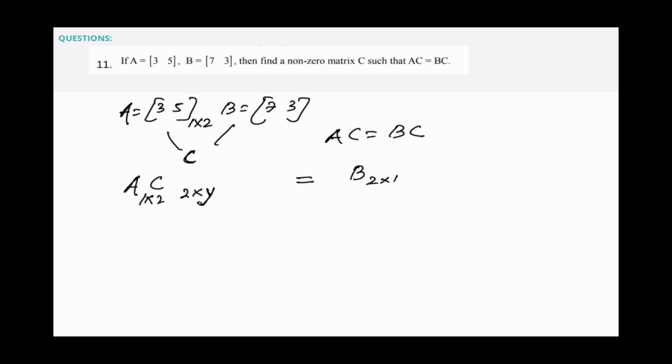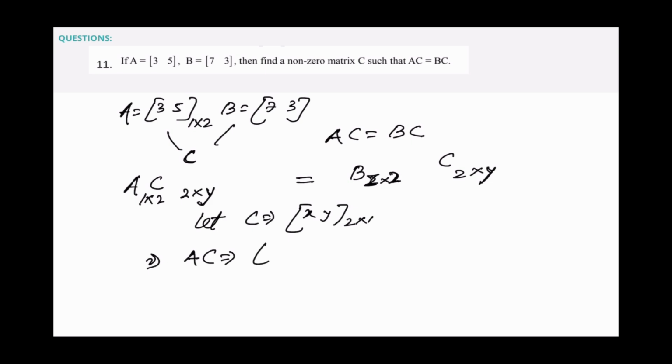So B is also 1 cross 2, 1 row, 2 columns. And C also has to be 2 cross something. So let's say for the first case, we take C to be 2 cross 1. So we can take X and Y as elements. And we can solve AC. So A into C will be nothing but 3, 5 and 2 rows, 1 column. So it will be X, Y like this.